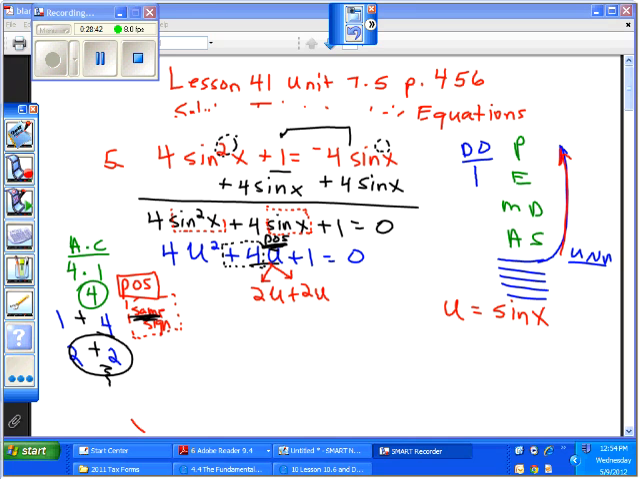This is very important review we're doing here on this lesson 41. So hopefully you're soaking these things in. We're going to bring back down the 4u squared. We're going to bring back down the plus 1.